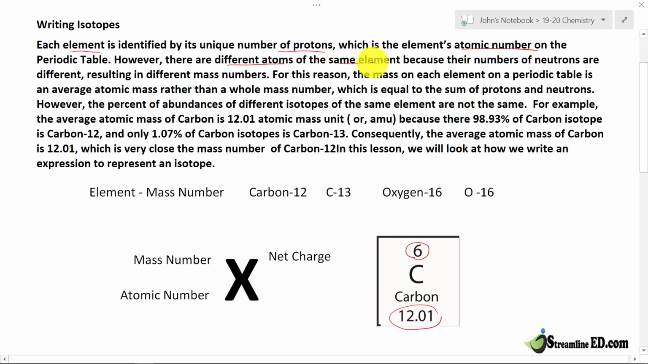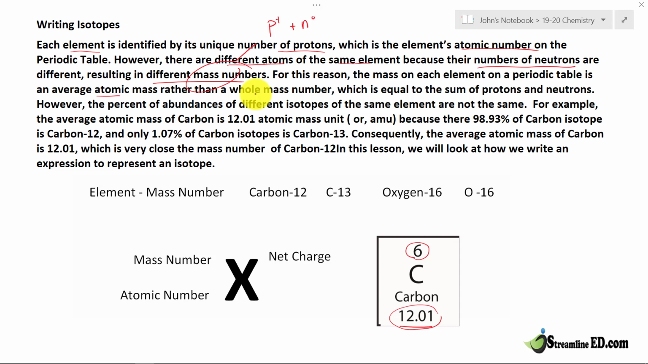How is that possible? Well, each type of atom actually has a different number of neutrons. So the number of neutrons is not the same for all the atoms of the same element. Some atoms of the same element have fewer or more neutrons. And if that is the case, you would have a different mass number. And we know that mass number is the number of protons plus the number of neutrons. For that reason, each element on the periodic table has this average atomic mass rather than just a mass number, because different isotopes will have a unique mass number.